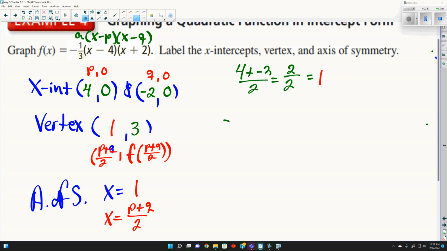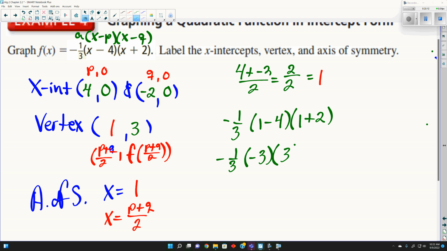So I can also show you this. If we plugged it in, -1/3 times 1 minus 4 times 1 plus 2, we'd have -1/3. Well, 1 minus 4 is -3. 1 plus 2 is 3. Yes?